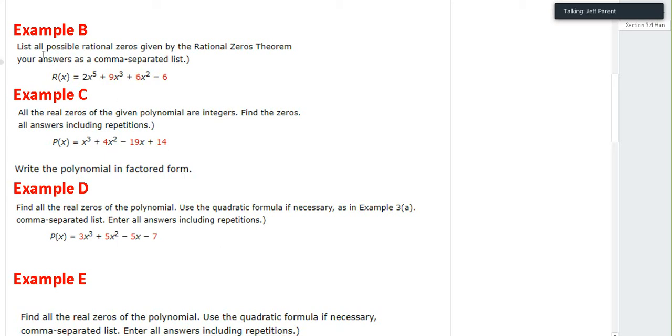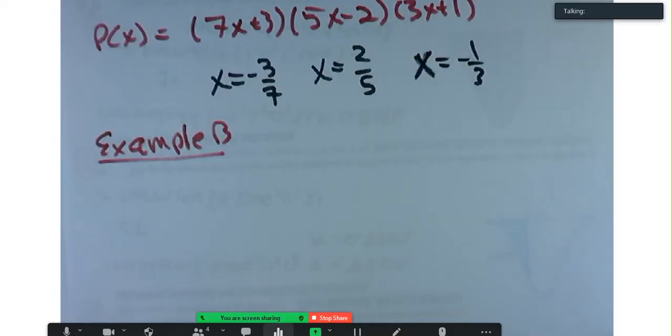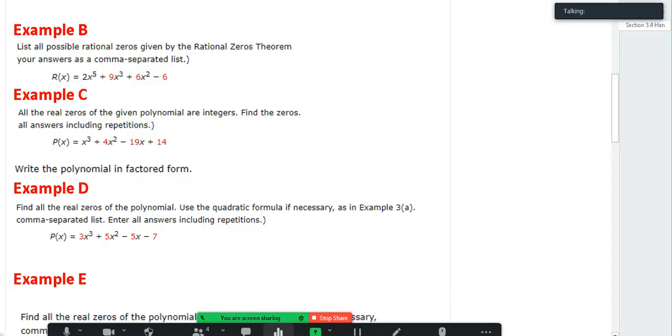All right. So, example B. That's all it is. It's just list the possible rational roots given by the rational zeros theorem. List your answers as a comma-separated list. All right. So, let's see. This is example B. Let me do that here. I'm just going to copy down the polynomial. Okay. So, switch over here. Oh, you know what? It'd help if I actually copied that down.